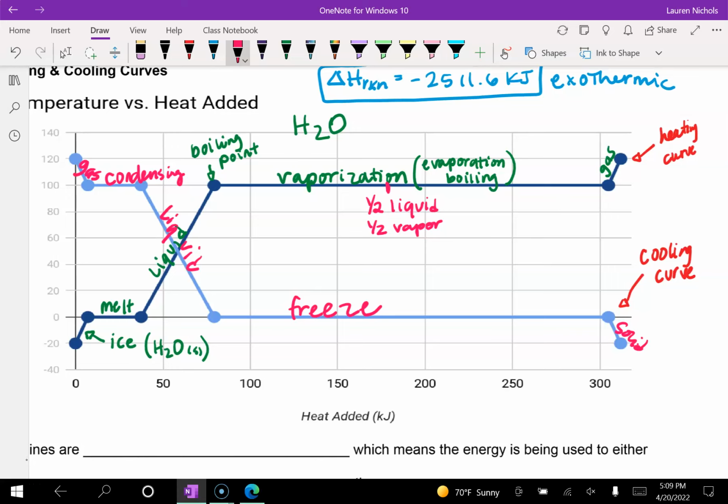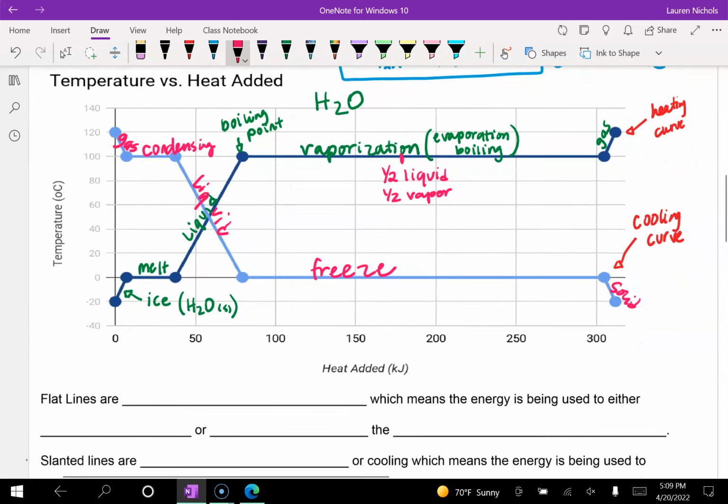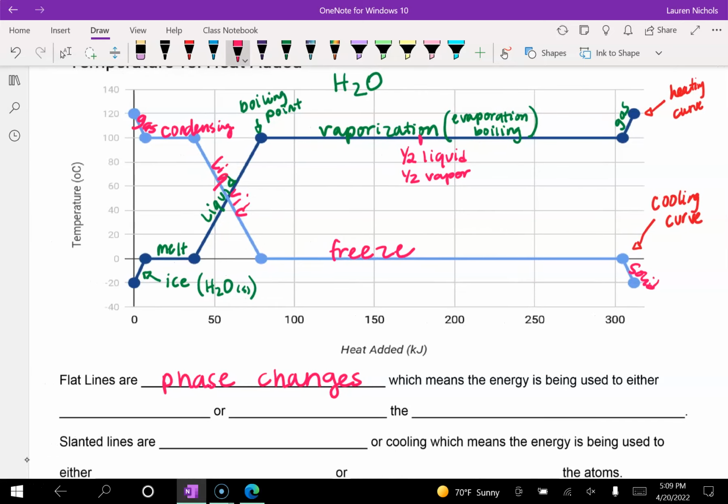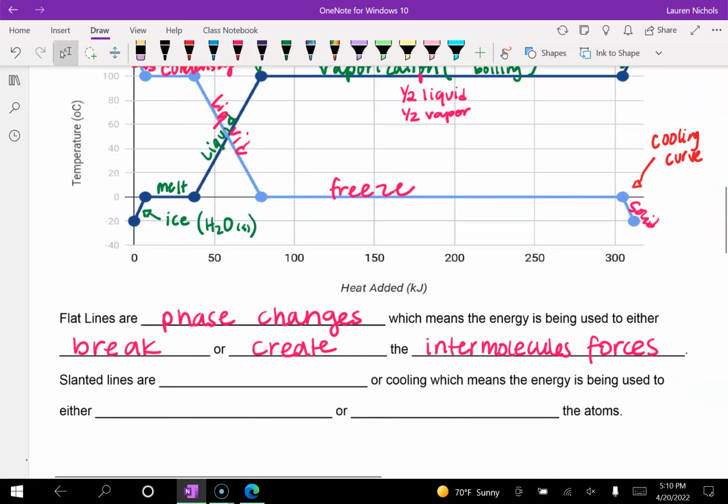So one thing that we want to really look at is that when you see those flat lines, this flat line represents your phase changes. This is where your phase changes occur. And that means energy is used to either break or create the intermolecular forces. Remember, these are the forces that hold multiple molecules together. They're used to break or create those intermolecular forces.